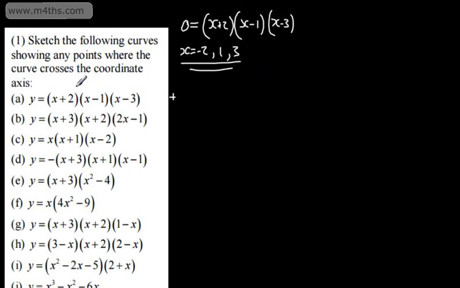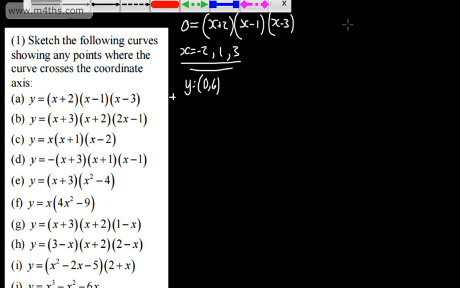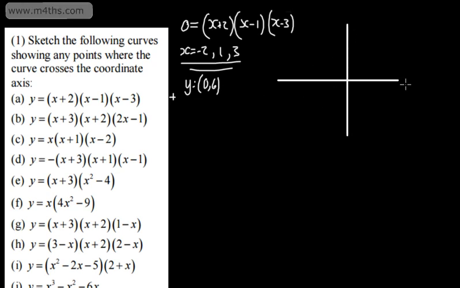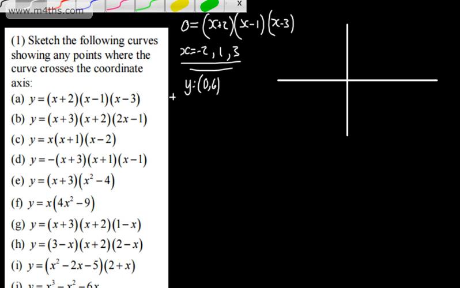If we consider where it crosses the y-axis, that's when x is 0. 2 times negative 1 times negative 3 will give me positive 6. So the y-intercept will be 0, 6. We've got all of the features that we need. We have the 3 real roots for this. I'm going to plot those on a number line, and then we're going to consider where it crosses the y-axis.